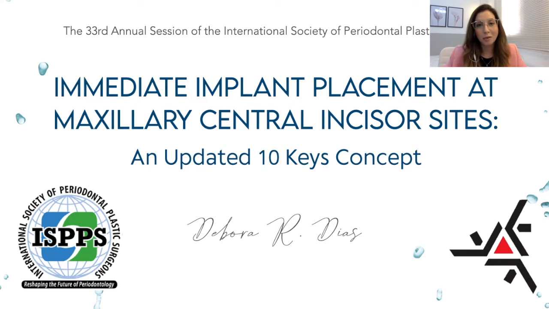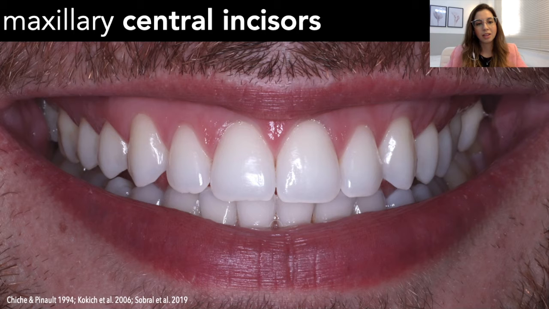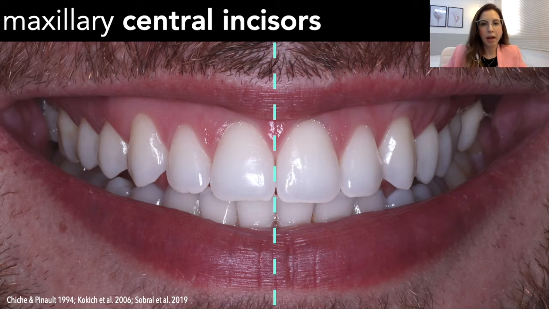Today, my topic will be immediate implant placement at maxillary central incisor sites, an updated 10 keys concept. You might be asking yourselves, why maxillary central incisors? Well, I can tell you a few reasons to consider these sites so special. First of all, of course, they're the most important site on aesthetics. They're close to the midline where symmetry matters the most. Minor alterations can and will be perceived there.